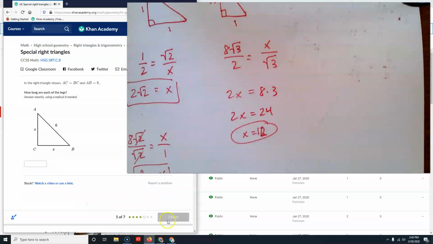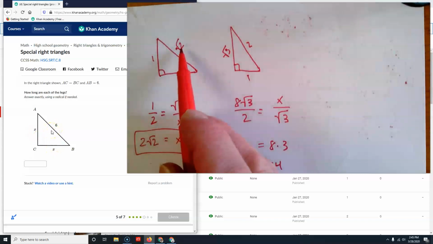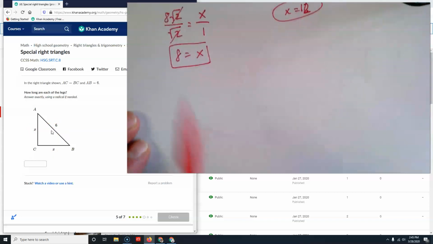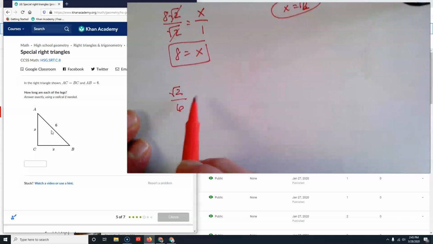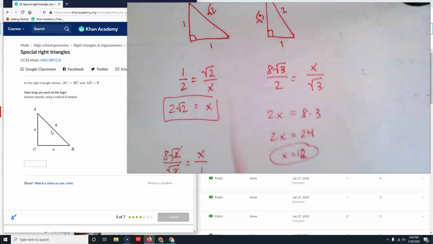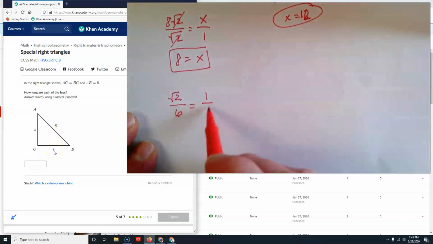All right. Next up, this is going to be another 45, 45, 90. So we've got 1 and a 1, and we know the hypotenuse is a 6. So it's going to be square root of 2 to 6. So let's just go down here. We have square root of 2 to 6 equals 1 to x. 1 over x.